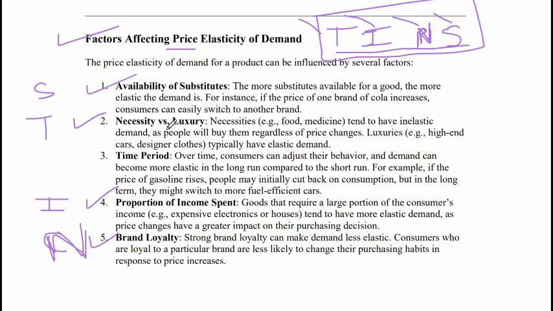Availability of substitutes. The more substitutes available for a good, the more elastic the demand is. For instance, if the price of one brand of soft drink increases, consumers can easily switch to another brand of cold drink. So substitutes affect the price elasticity; the quantity demanded will move more if there are more substitutes available.